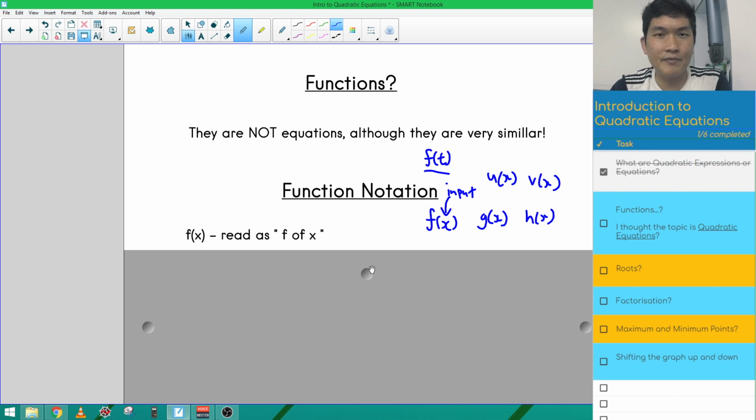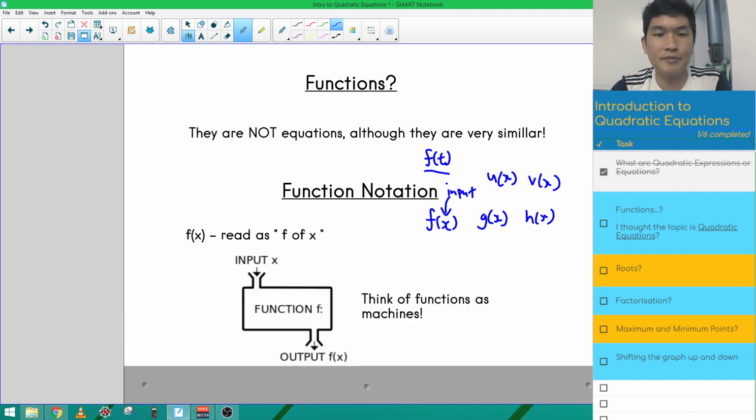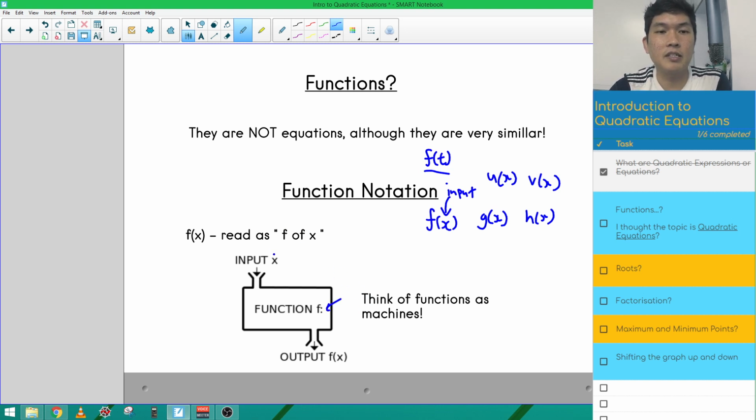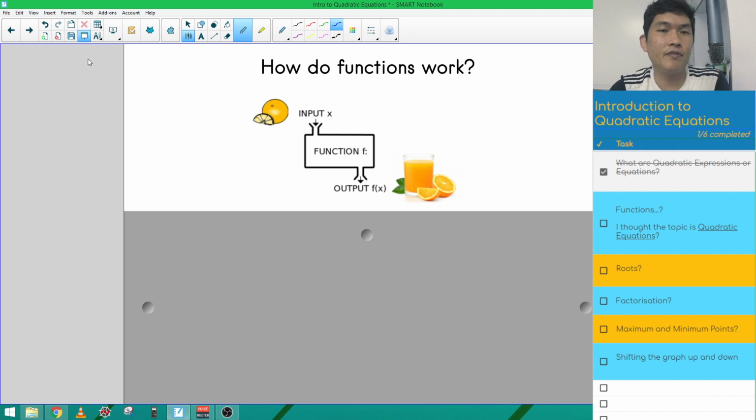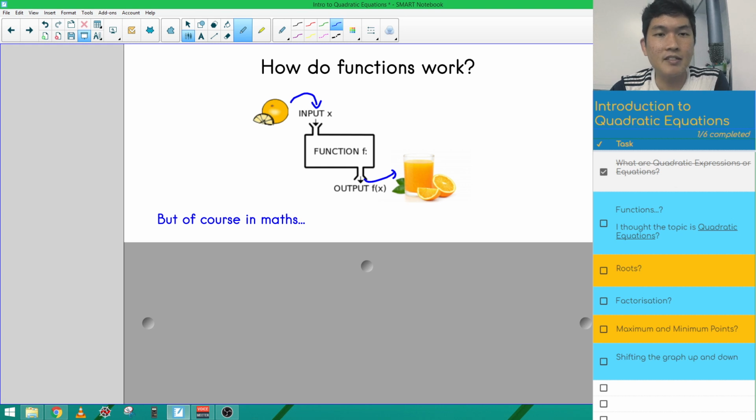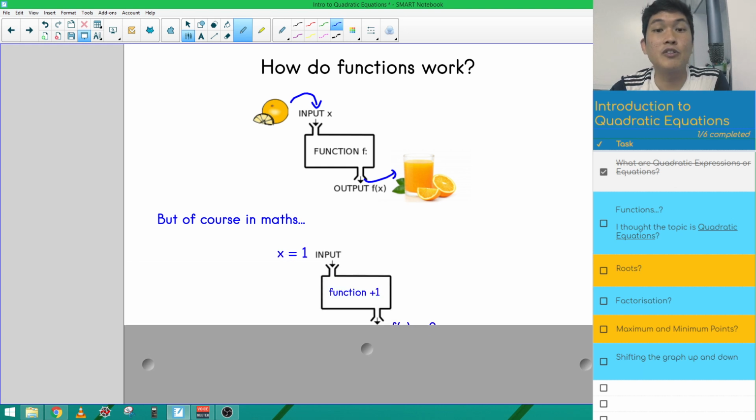Next, let's look at what functions do. At a very basic level, you can just think of functions as machines. You have your function f over here. What it does is it accepts an input and it gives you an output. Let's look at that with a more concrete example: if I have a machine, I put an orange in and I get orange juice out. So I can say this is an orange juice function, an orange juice machine.